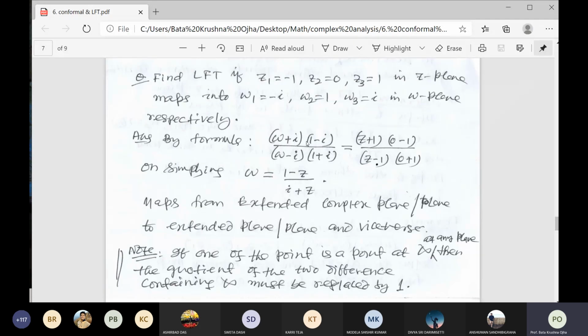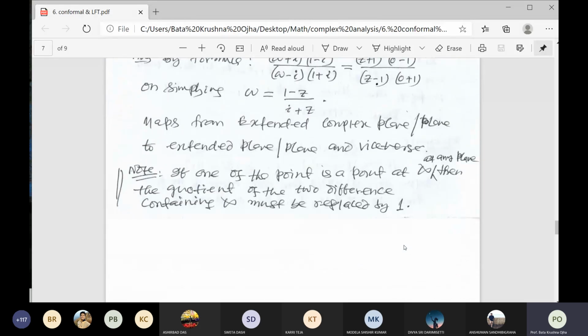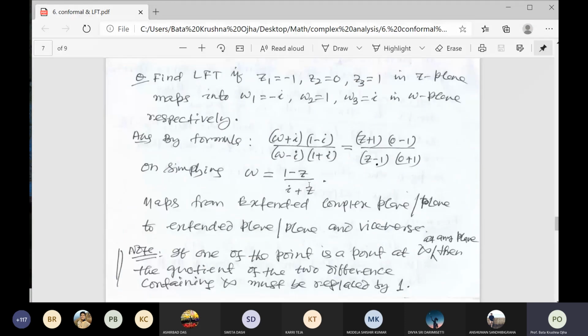So that means if 3 points map to 3 points, we will find W equal to (1 minus Z) by (i plus Z). So it maps the complex plane to the complex plane. There is no extended plane here, because there is no infinity. You should not be confused: complex plane to complex plane. So I will stop here.